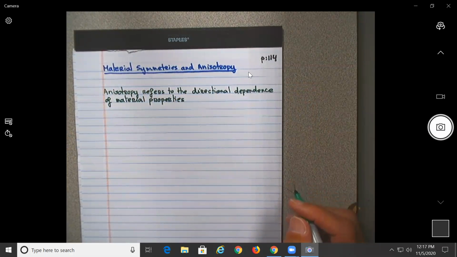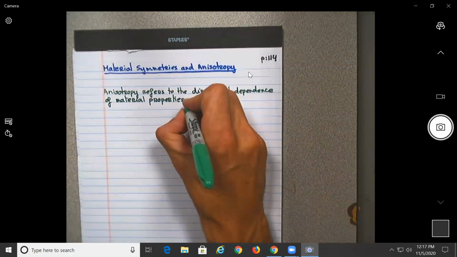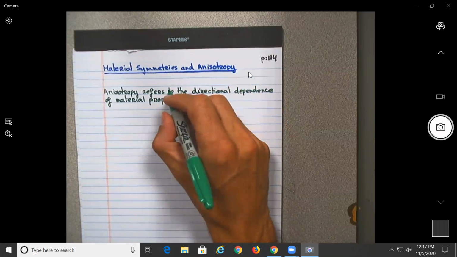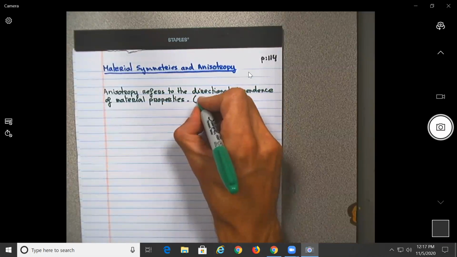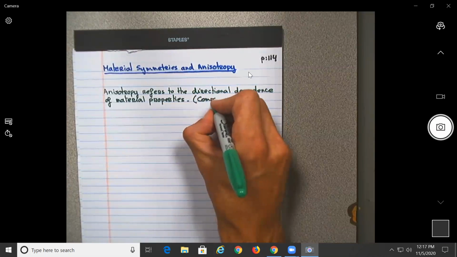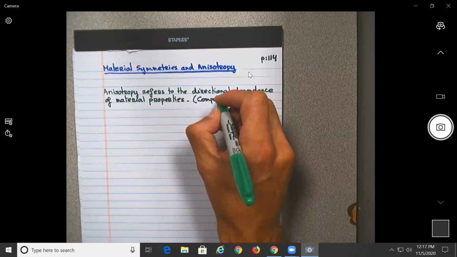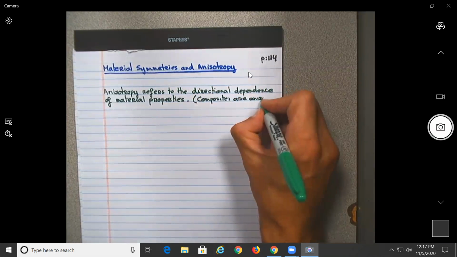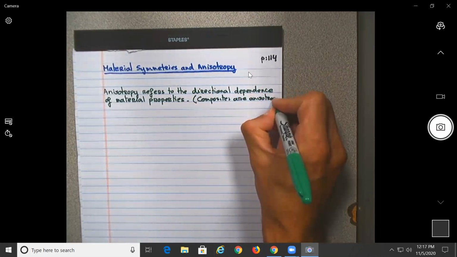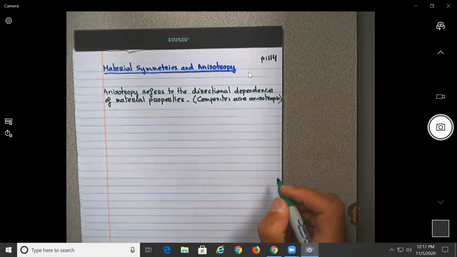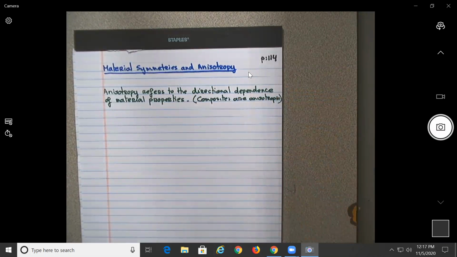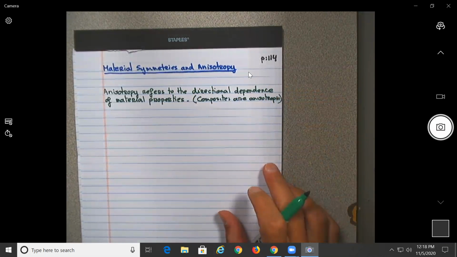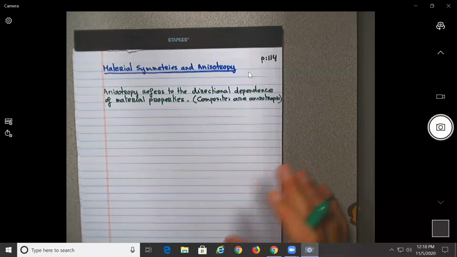Okay, and this will be important. Where is anisotropy important? What is the type of material that would be anisotropic? If you study aerospace, all the composites, okay, are anisotropic. Okay, and there are different types of anisotropy.